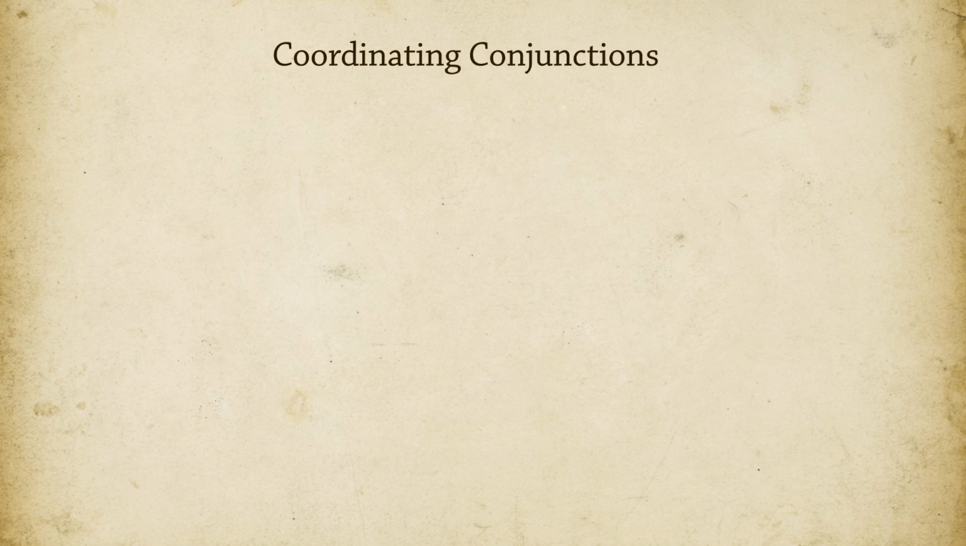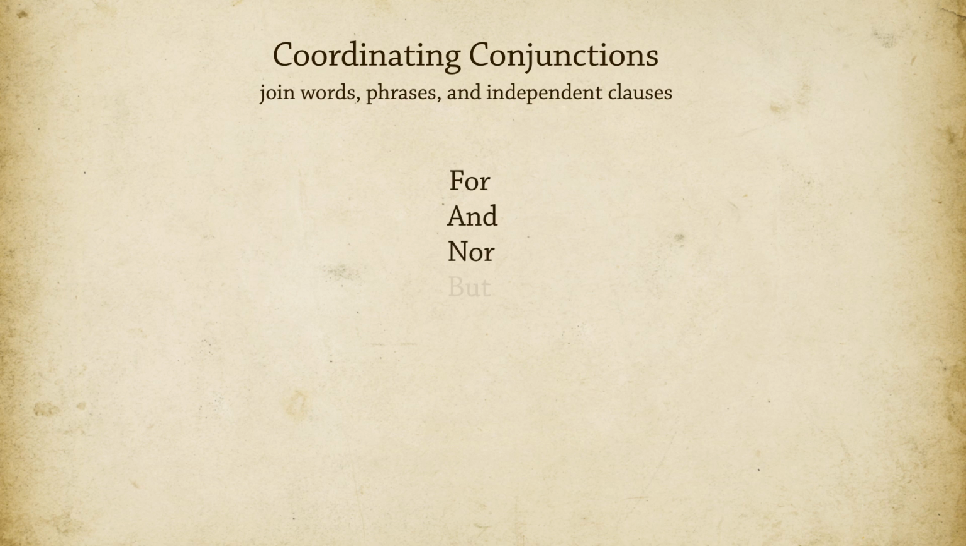First, let's look at the most familiar kind of conjunctions, coordinating conjunctions. They can be used to join together words, phrases, and independent clauses. There are 7 common coordinating conjunctions: for, and, nor, but, or, yet, so. Fanboys. That's a little mnemonic to remember the coordinating conjunctions.